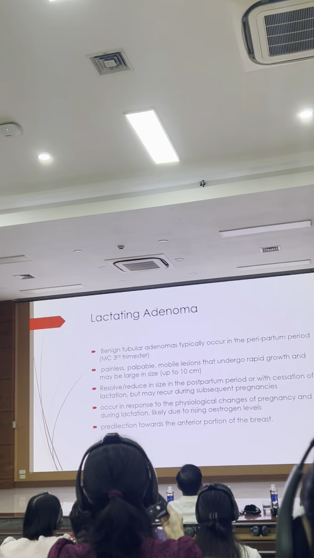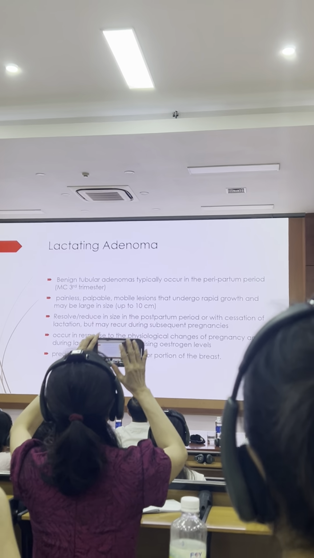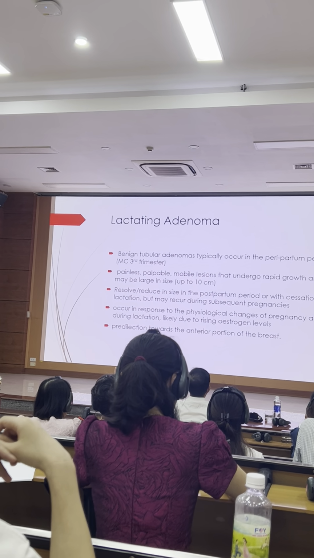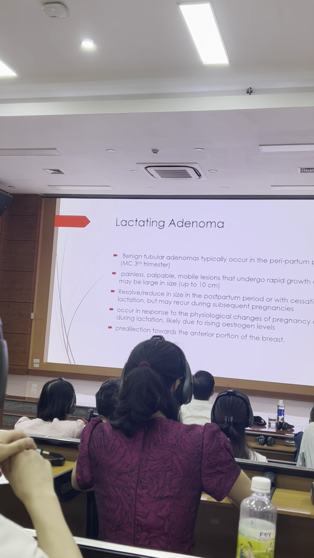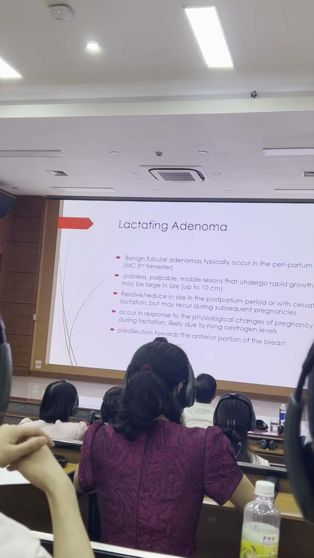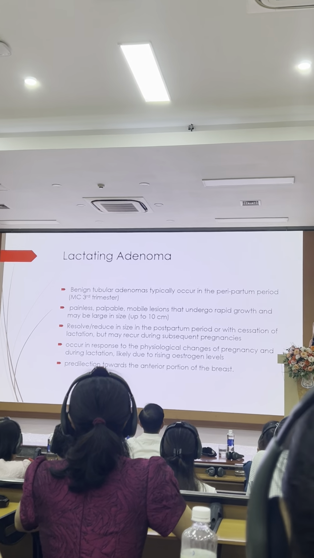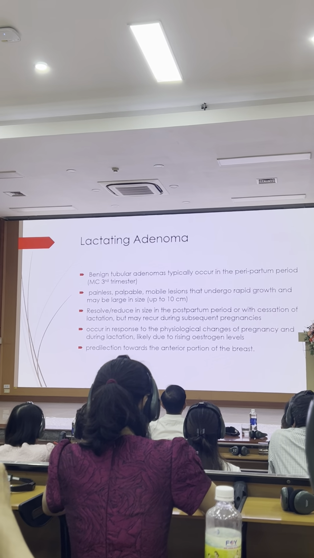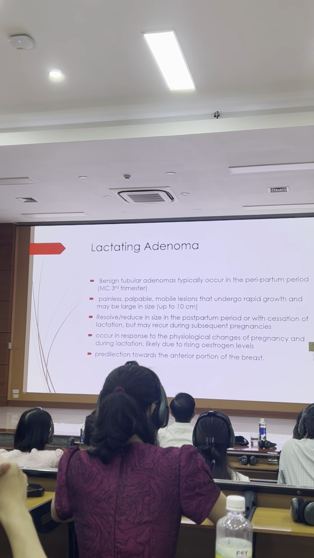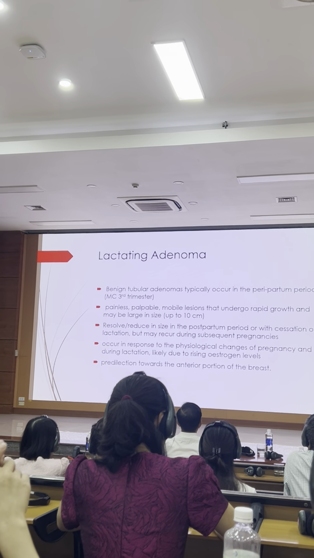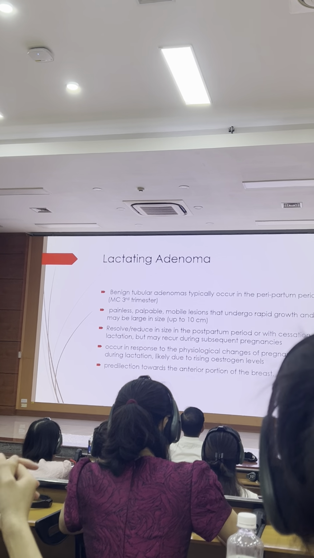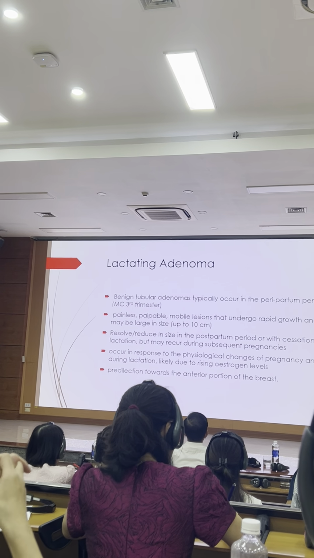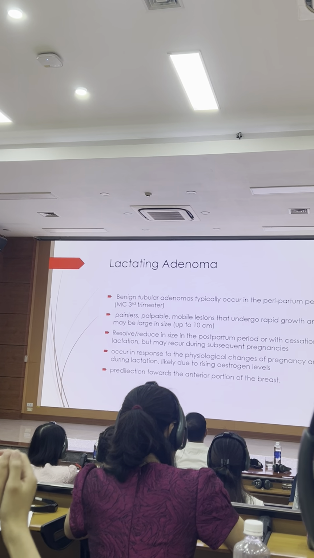The next topic I'm going to talk about is lactating adenomas. They're benign tubular adenomas, typically occurring in the peripartum period, most commonly in the third trimester of pregnancy. They're usually painless, palpable, mobile lesions. They undergo rapid growth and may be large in size, up to 10 centimetres. They usually resolve or reduce in size in the postpartum period or with cessation of lactation, but they may recur during subsequent pregnancies. They occur in response to the physiological changes of pregnancy and during lactation, likely due to the rising estrogen levels. They have a predilection towards the anterior portion of the breast.